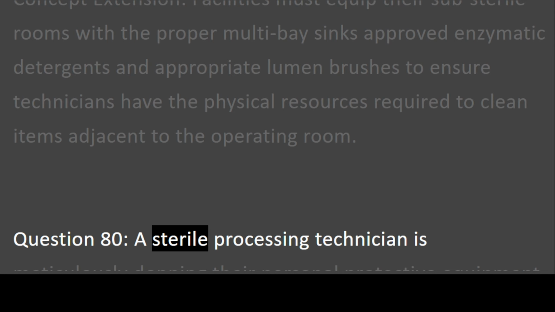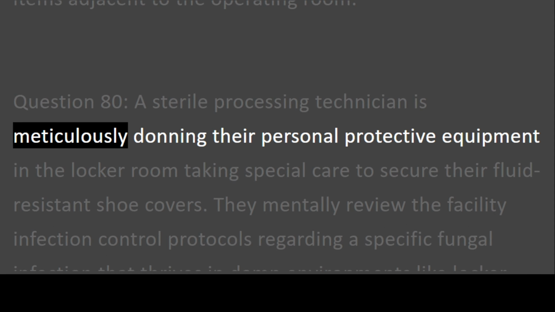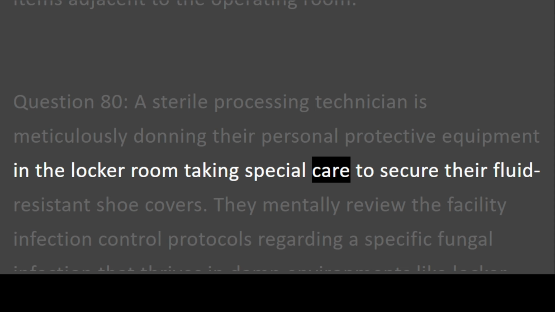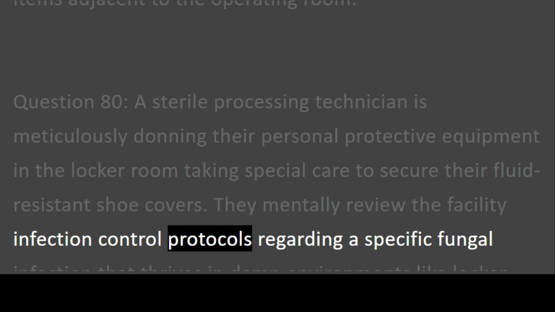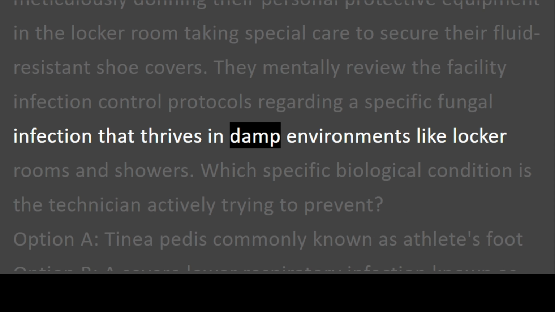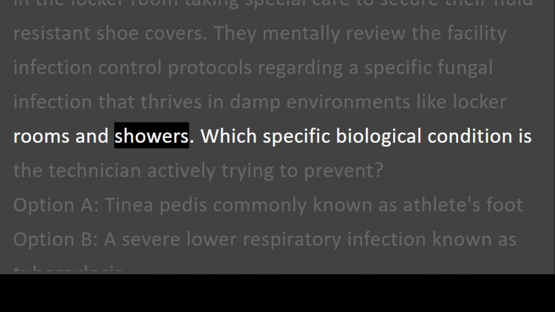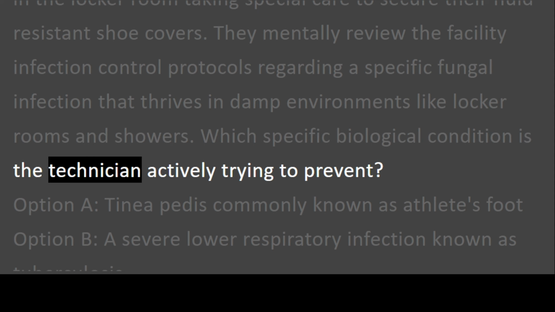Question 80. A sterile processing technician is meticulously donning their personal protective equipment in the locker room, taking special care to secure their fluid-resistant shoe covers. They mentally review the facility infection control protocols regarding a specific fungal infection that thrives in damp environments like locker rooms and showers. Which specific biological condition is the technician actively trying to prevent?